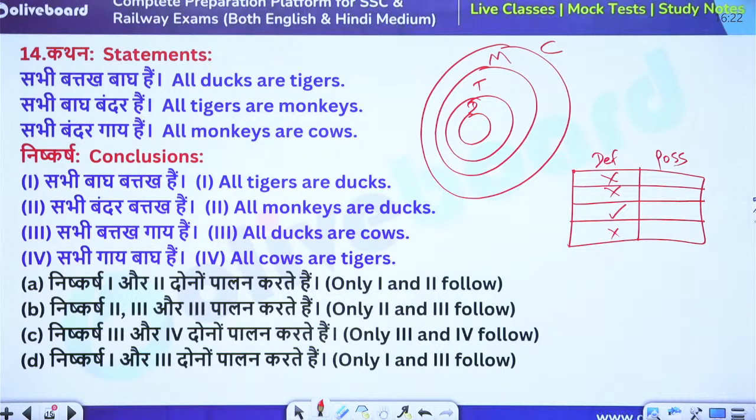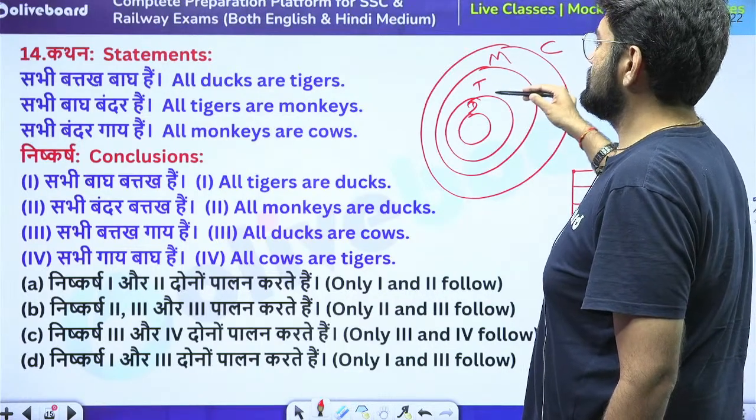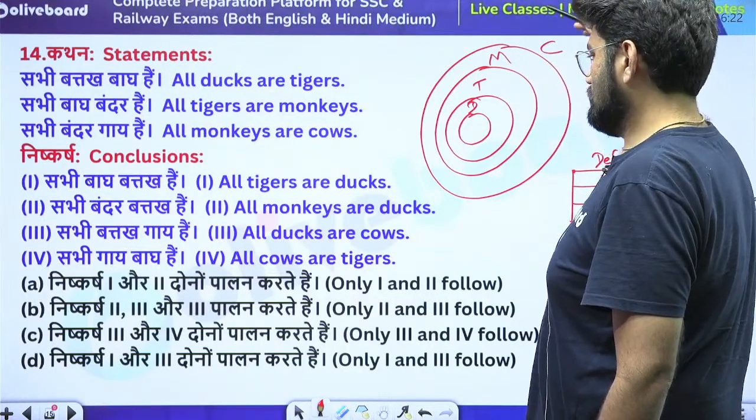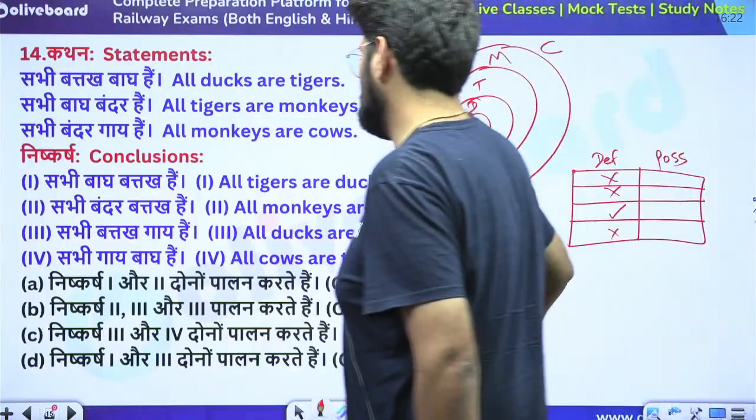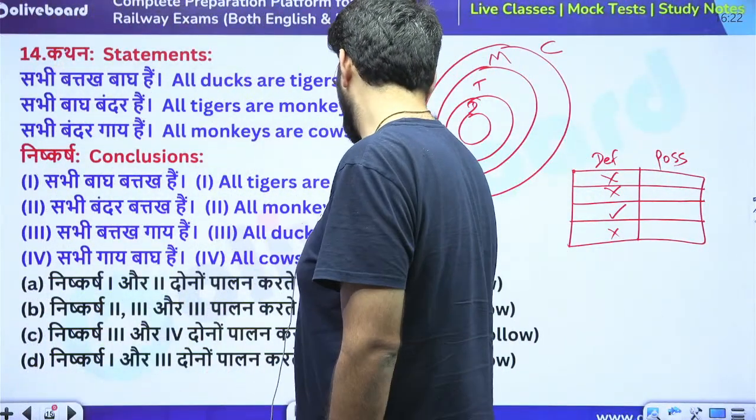All ducks are cows. All cows are tigers. No. Only 3 follows. Okay.